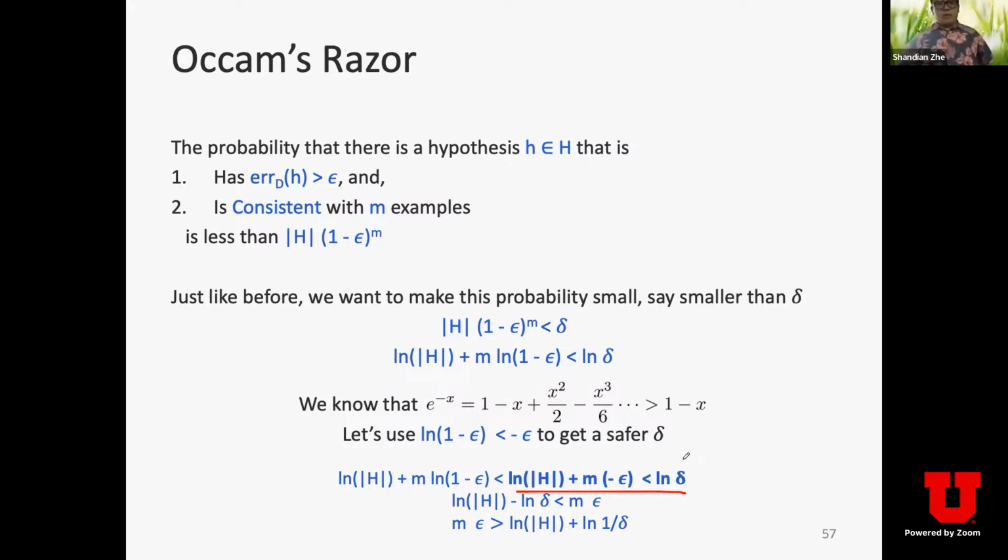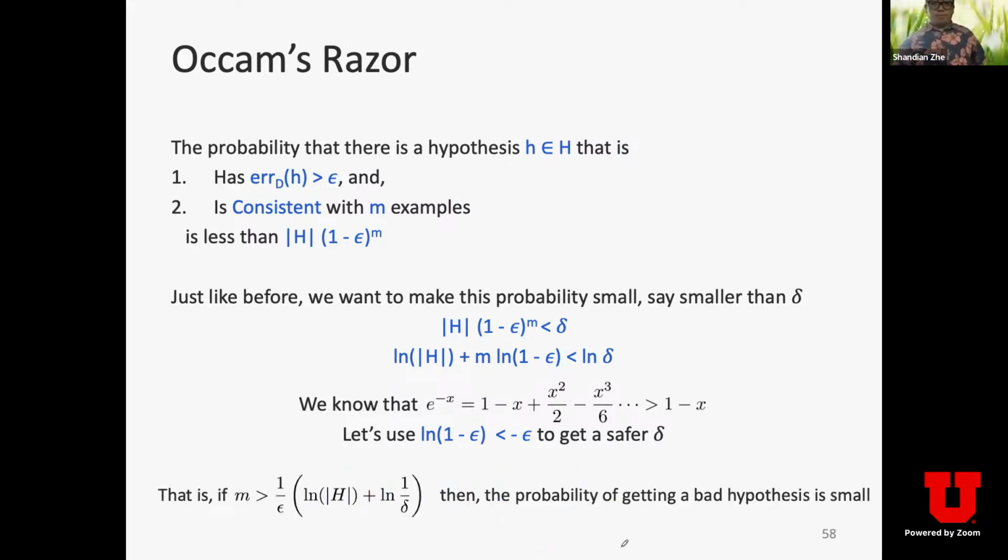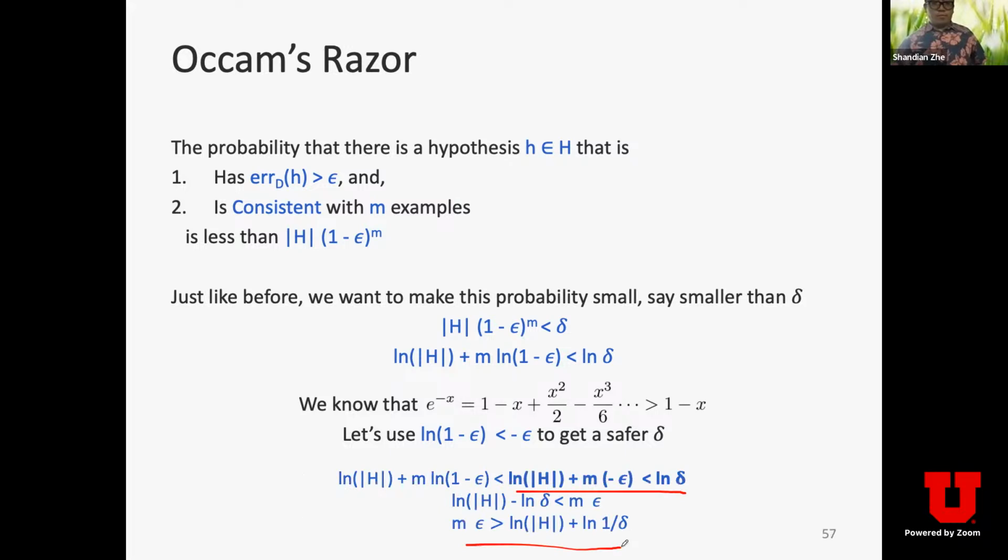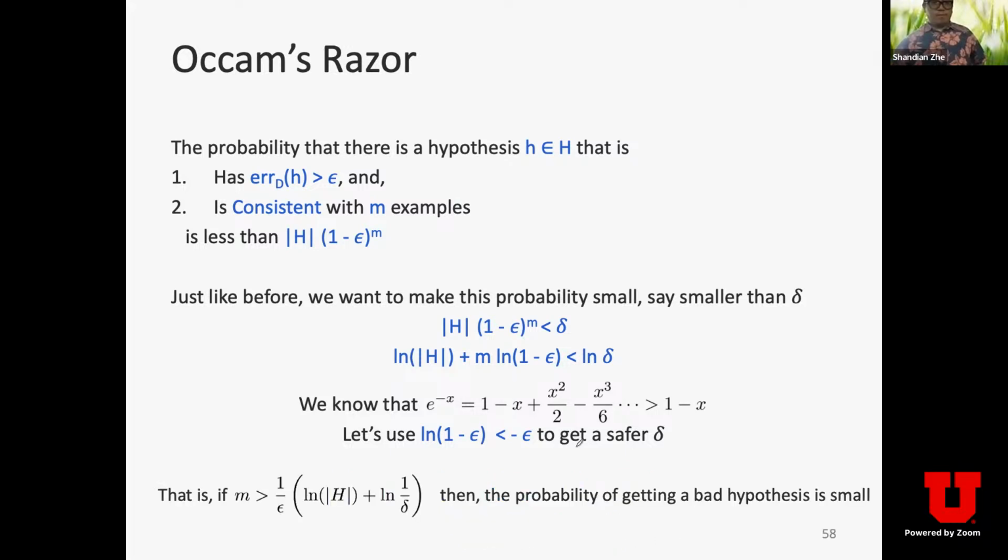algebraic operations, you can get that when your number of examples is bigger than this bound, then the probability of getting a bad yet consistent hypothesis is small. How small? This probability will be less than delta.